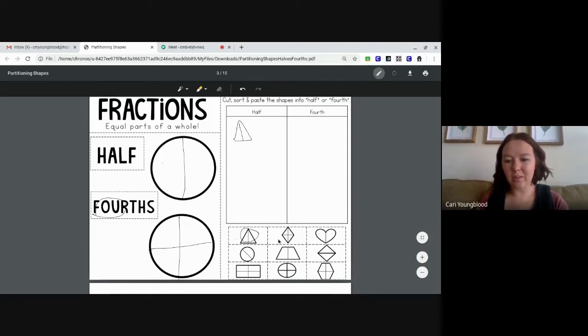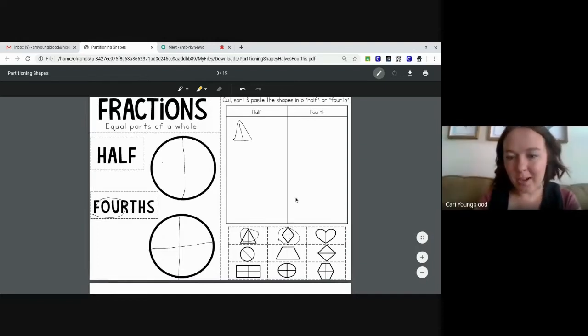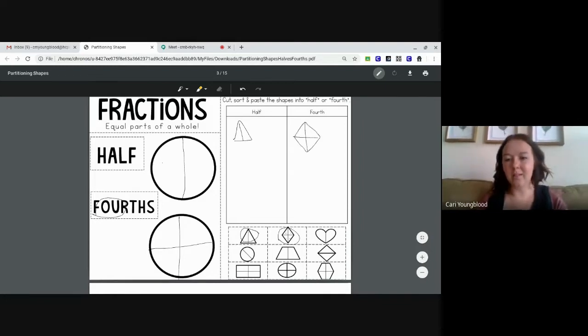I'm going to move over here to this rhombus. All right, this rhombus, how many pieces is it divided into? 1, 2, 3, 4. If a shape is divided into 4 equal pieces, is it divided in half or in fourths? Remember our little clue over here, 4 pieces means it's divided into fourths. So I'm going to try to draw my rhombus in fourths. Awesome.